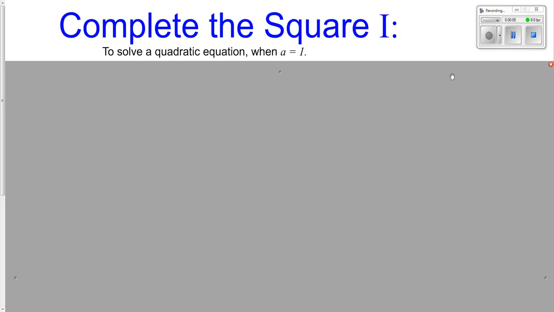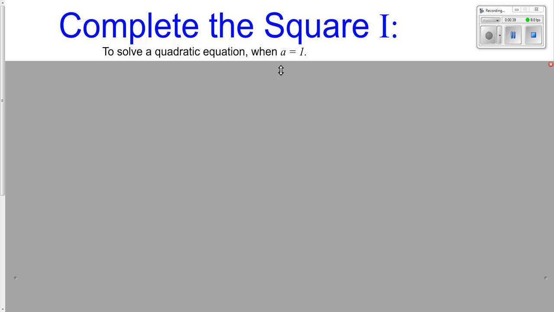Okay, so this is about completing the square. Now there are several different features to this process, and this is going to be the first one, which is to solve a quadratic equation when a equals 1. Now, there's nothing particularly difficult about this. I've already explained it in class once, and hopefully you remember some of the basics.